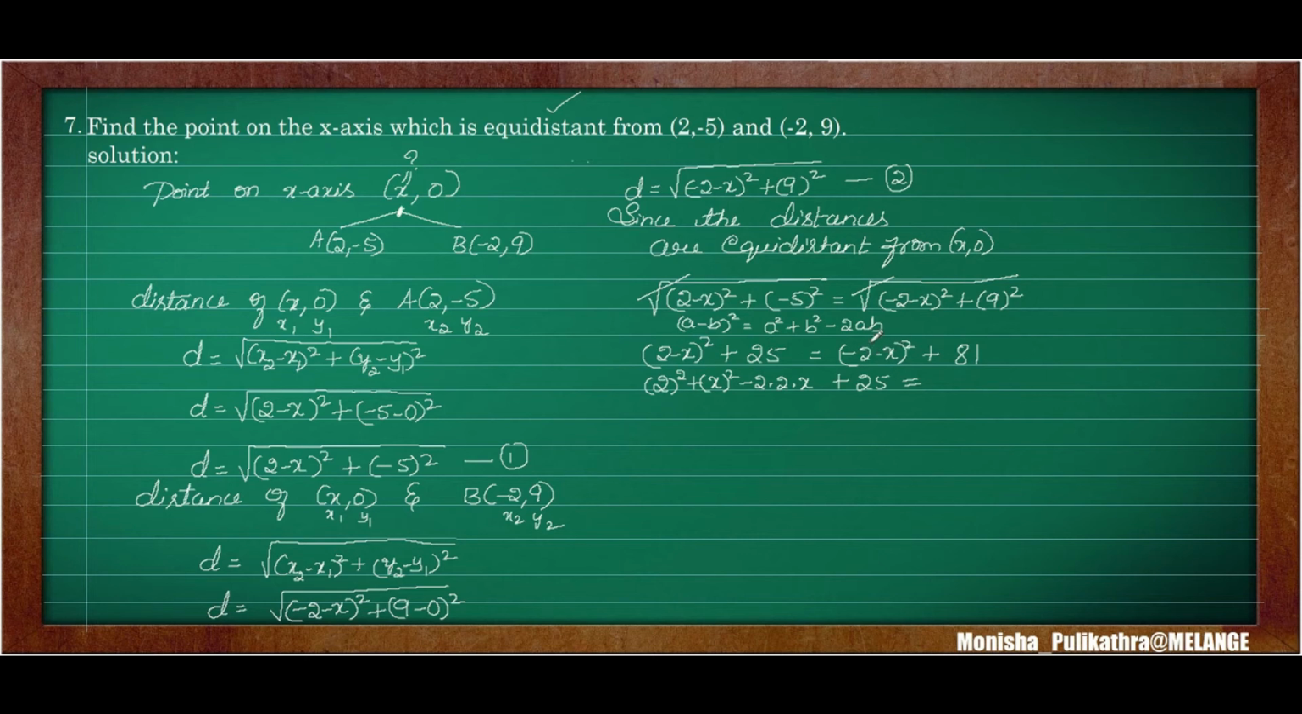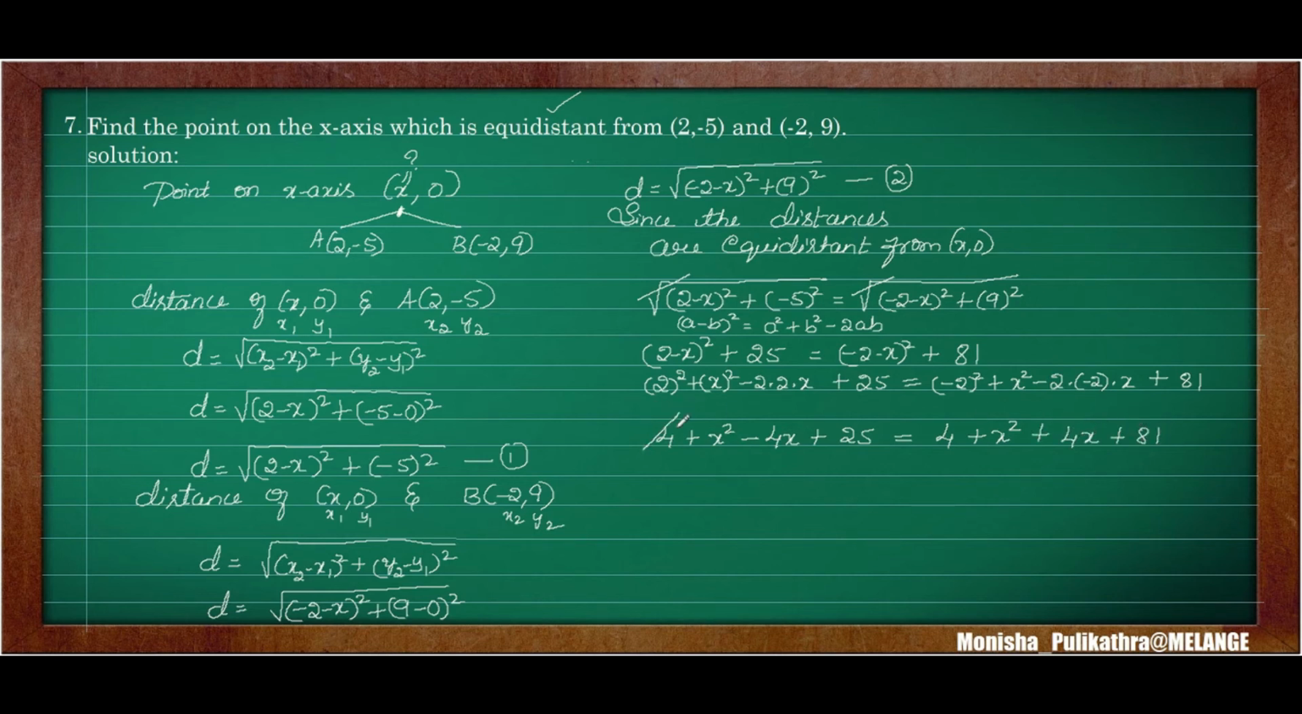We need to apply the same formula for this. Here a will be minus 2 and b will be x. So a square is (minus 2) whole square plus b square is x square minus 2ab, 2 into minus 2 into x, plus 81 we have to write as it is. So here 2 square is 4 plus x square minus 2 twos are 4x plus 25 is equal to 4 plus x square. Here minus into minus is plus 4x plus 81.